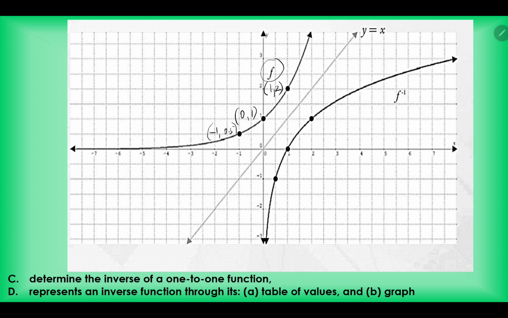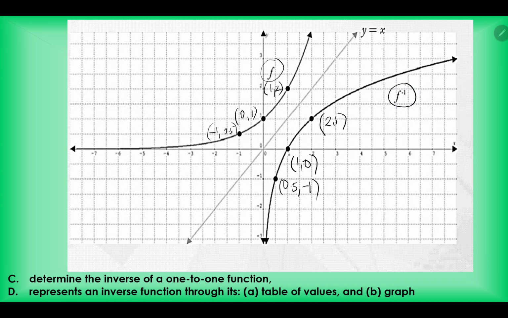Sabi nga natin, babaliktarin lang natin yan. So, dapat makikita natin ang reverse niyan, which is (2, 1). Here we go. This is (2, 1). And we have (1, 0). And the other one is (0.5, -1). Ayan. So, nakikita natin na inverse talaga siya ng given function.